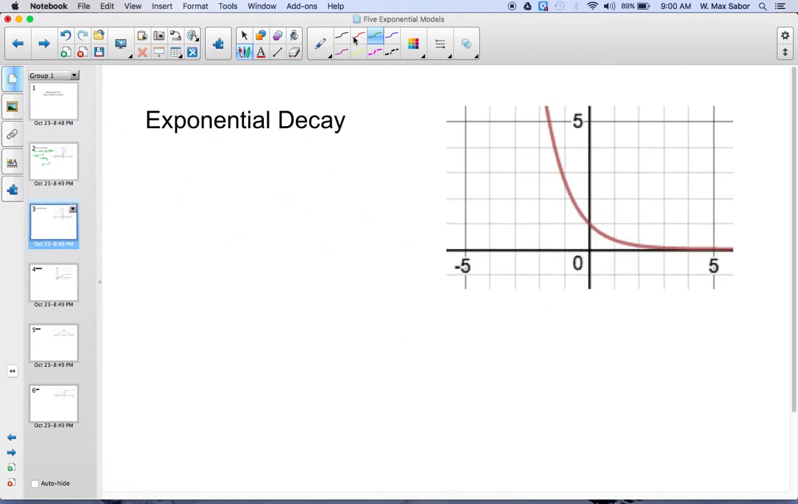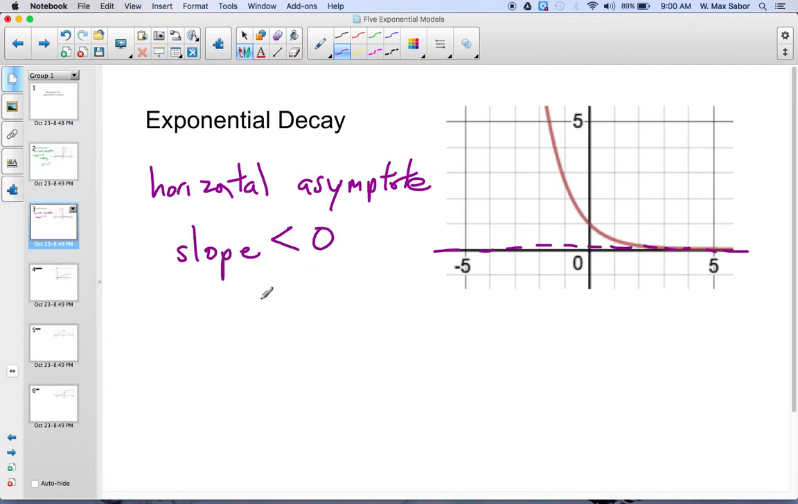For exponential decay, it's very similar to our exponential growth. We also have a horizontal asymptote. And then instead of the slope always being greater than 0, it's always less than 0 and decreasing. And it gets closer and closer to 0 as x gets bigger and bigger. And the parent function here is y equals e to the negative x.